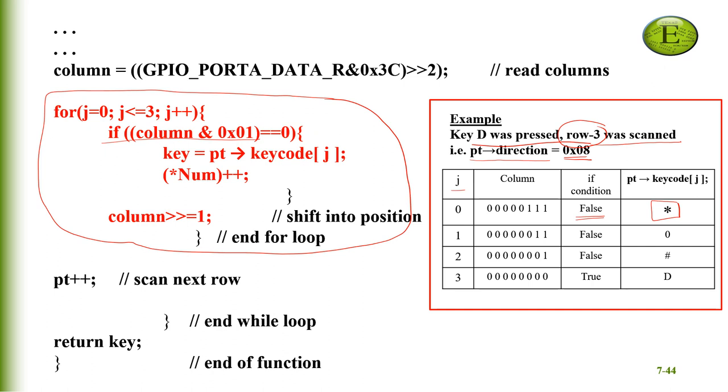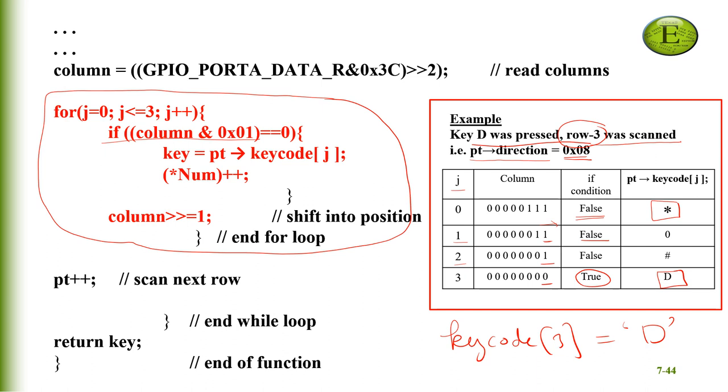Then in the next iteration, J increases to 1, and we shift right. By shifting the column right, we still have a 1 at the least significant bit, so the if condition remains false. J is equal to 2, still the least significant bit is 1, so the if condition remains false. But finally, at the fourth iteration, when J is equal to 3, the condition becomes true. And that is going to tell us that key D was pressed, because key code 3 is equal to the value character D.